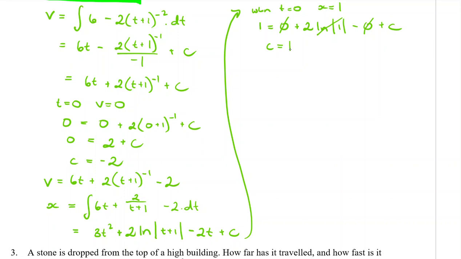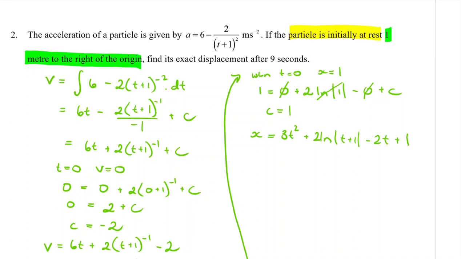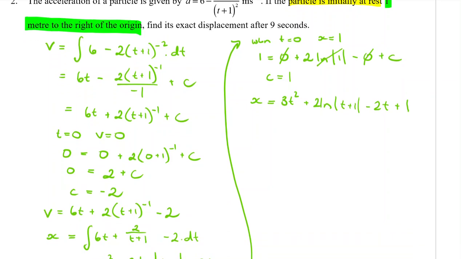All right, and we have a complete equation. It is x equals 3t squared plus 2 ln of t plus 1, then minus 2t and plus 1 on the end. Are we finished? Let's go back and check. Nope. All right, one more bit. We've done that, done that. Find its exact displacement, and we know there's a logarithm in there, exact displacement after 9 seconds. So we're going to sub in that t is equal to 9.